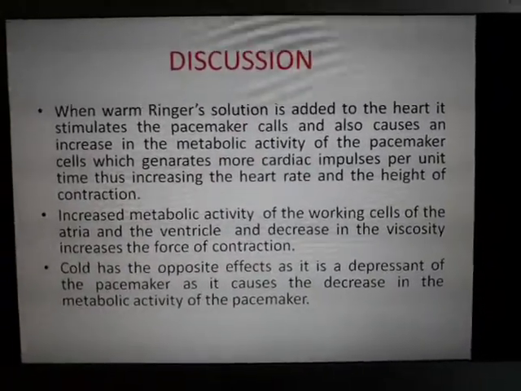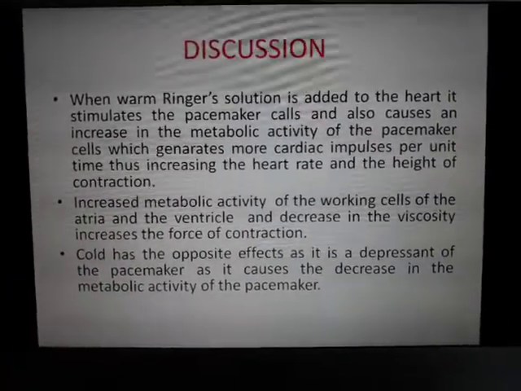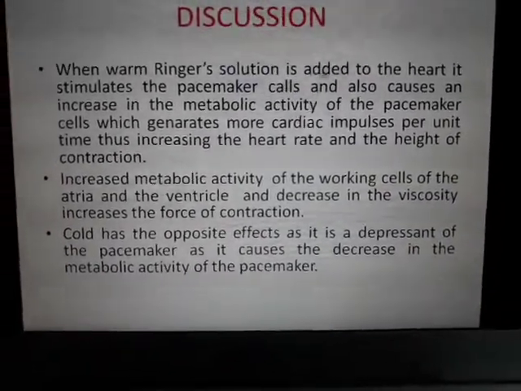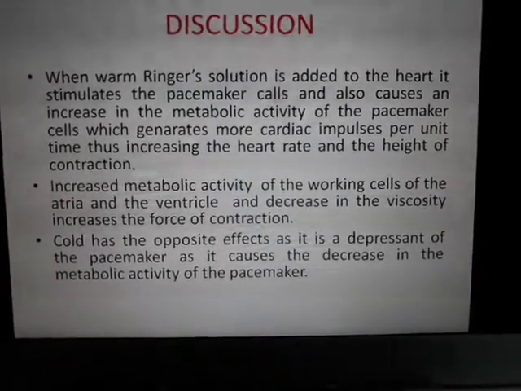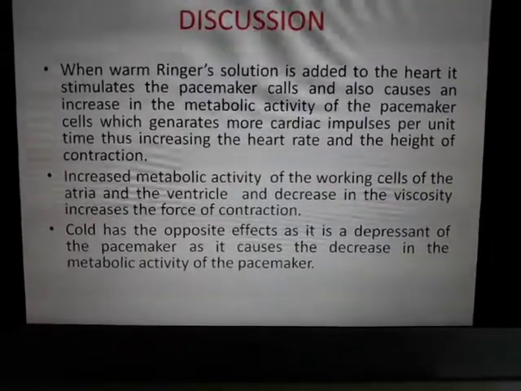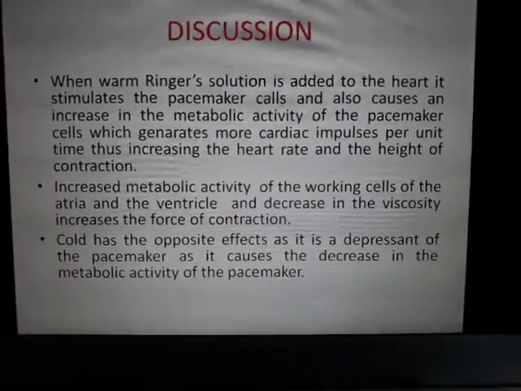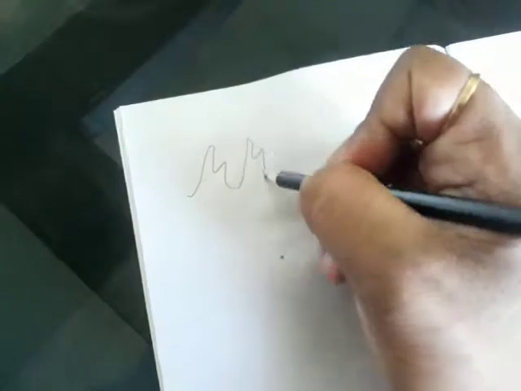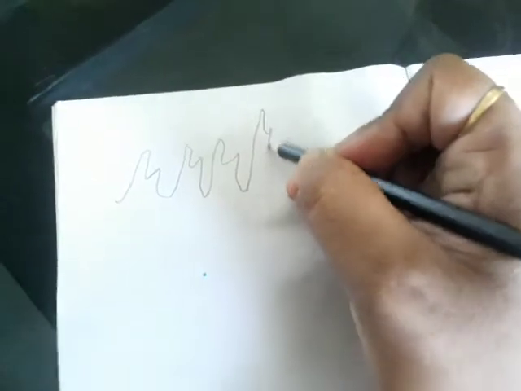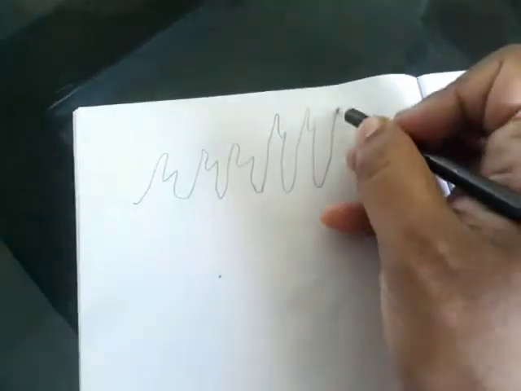Lastly, the discussion. Okay. When warm Ringer's solution is added to the heart, it stimulates the pacemaker cells and also causes an increase in the metabolic activity of the pacemaker cells, which generates more cardiac impulses per unit time, thus increasing the heart rate and the height of contraction. So we saw that as it has stimulated the pacemaker cell, it has increased the height. Okay. So when we gave the warm solution, it stimulated the pacemaker cell, that is the sinus venosus, and the rate as well as the height of contraction increases.